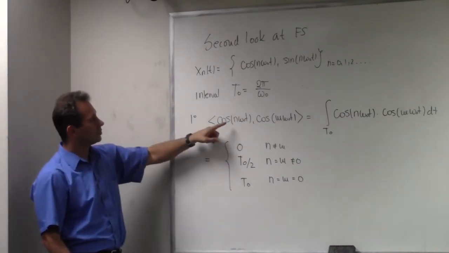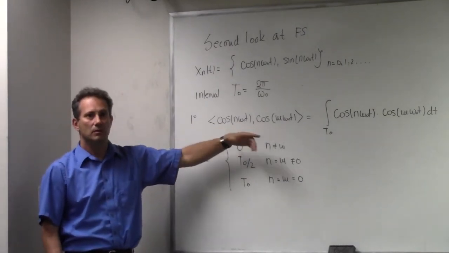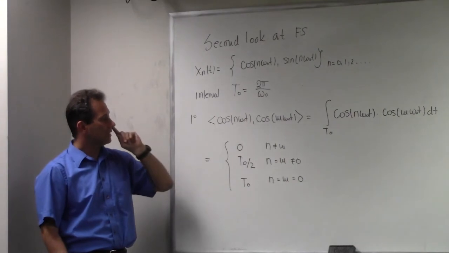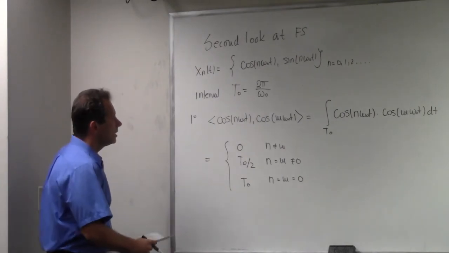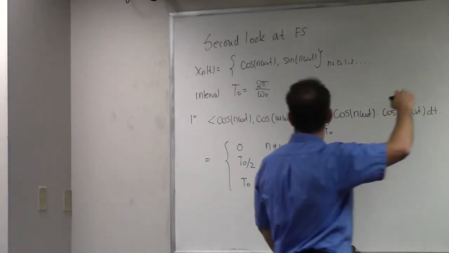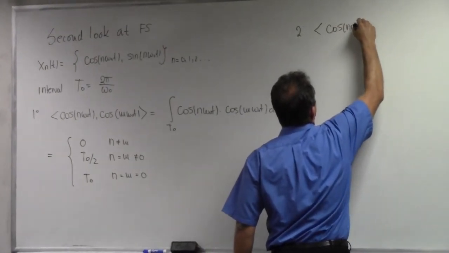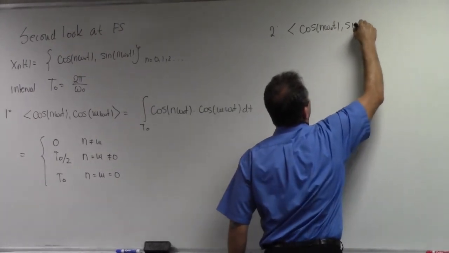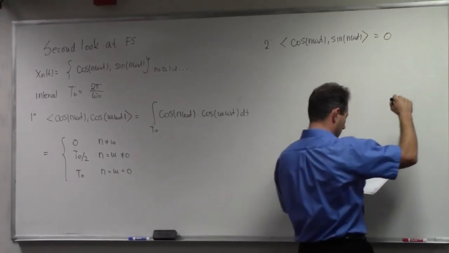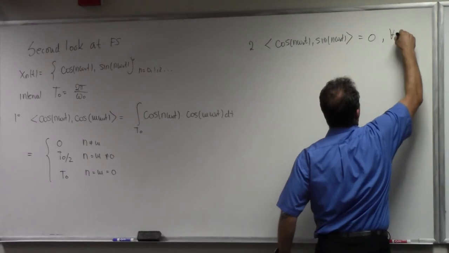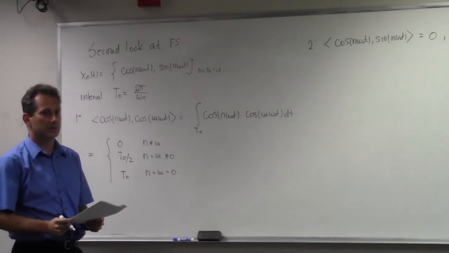So these functions are mutually orthogonal whenever n is different than m, and when n is equal to m, there is some energy here. The second thing that we can easily demonstrate is this. If I take a dot product of cosine n omega 0 t and sine n omega 0 t, this is always equal to 0 for every n and m. So sine is always orthogonal to cosine, even if they're at the same frequency.